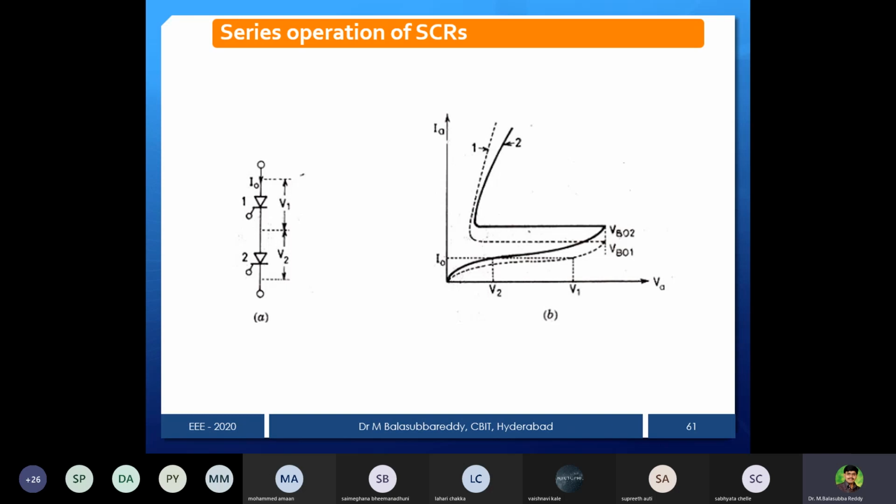Forward blocking characteristics. You can see here there are two things. This one is the forward blocking characteristic. Once the device is on, it rapidly drops the voltage and increases the current. So that is forward conduction. This graph will give you the forward blocking voltage and the forward conduction voltage.